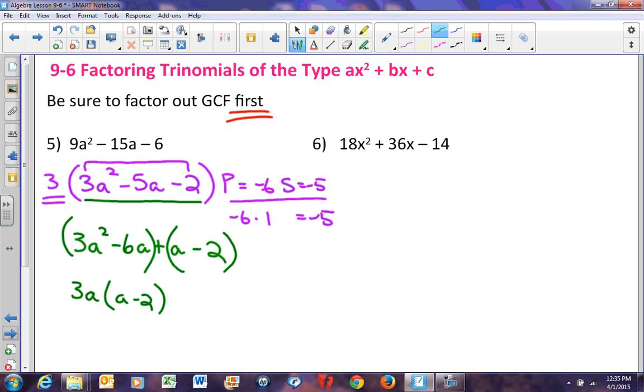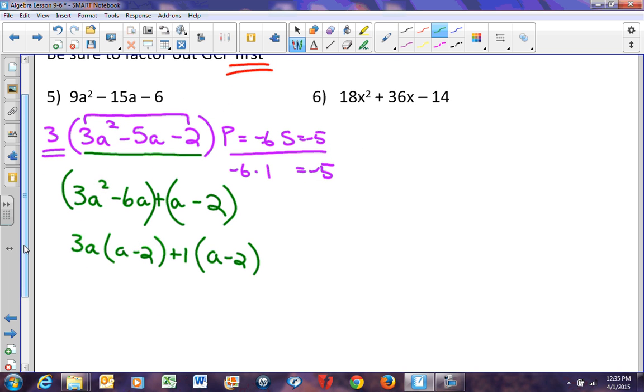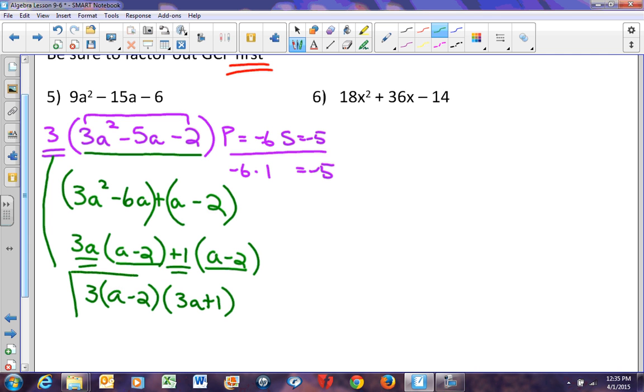What can I take out of an a minus 2? I can take out a 1. And I'm left with a minus 2. So I have my common term, a minus 2. What's left over? 3a plus 1. And now, don't forget, we took this 3 out, so we've got to put this 3 back at the very last step. Don't forget that. That's why oftentimes I'll underline it or circle it or something so that I don't forget that I took that out at the beginning, so that it needs to go back at the end.